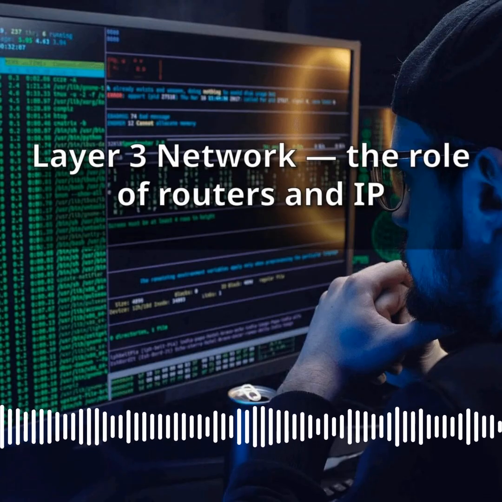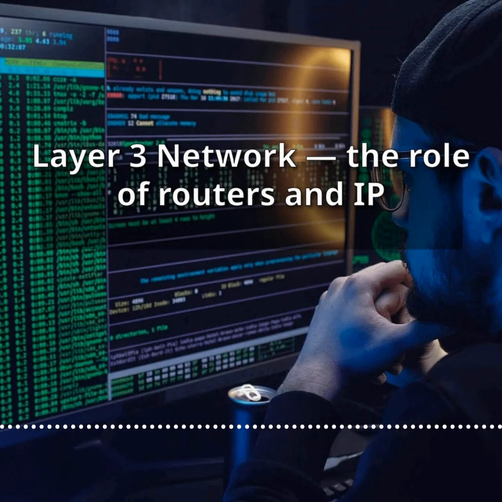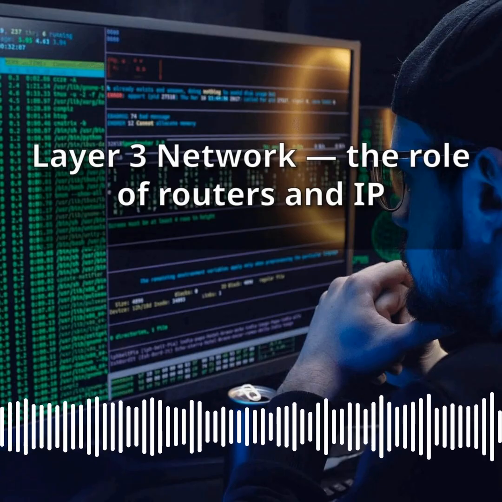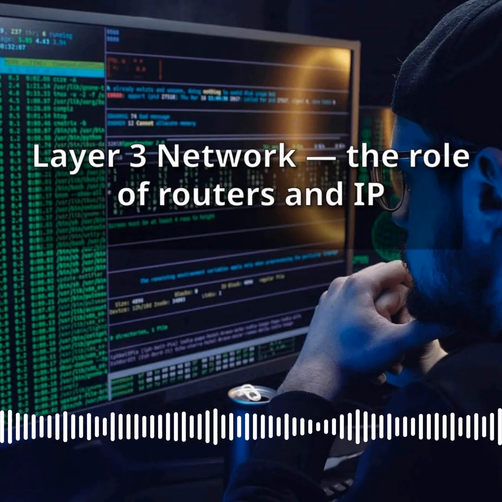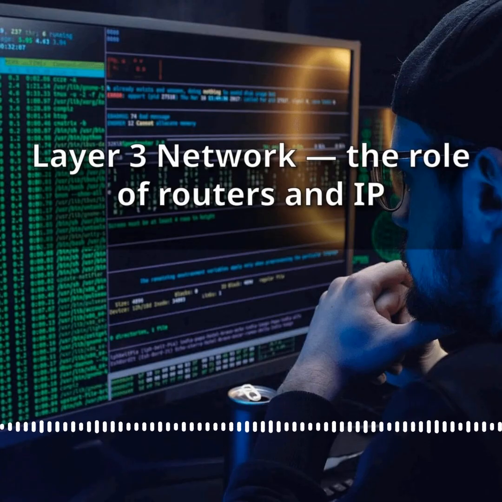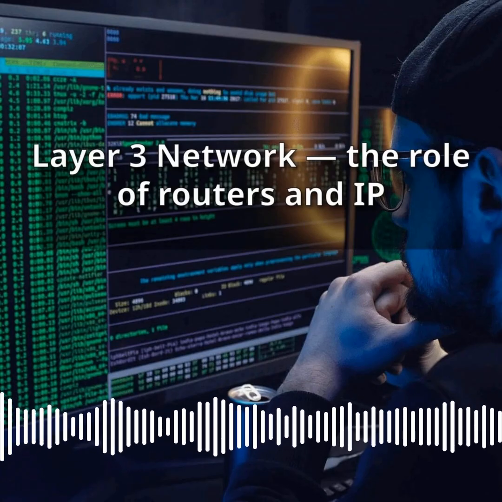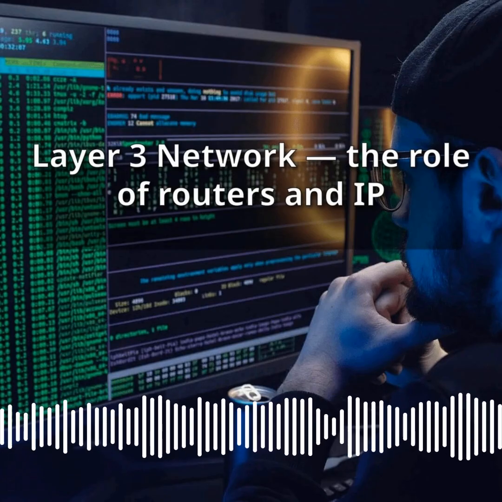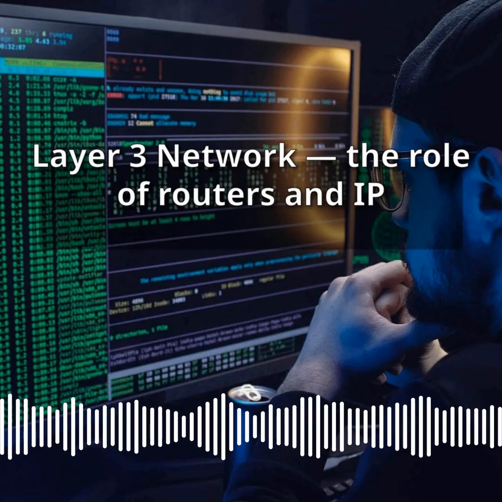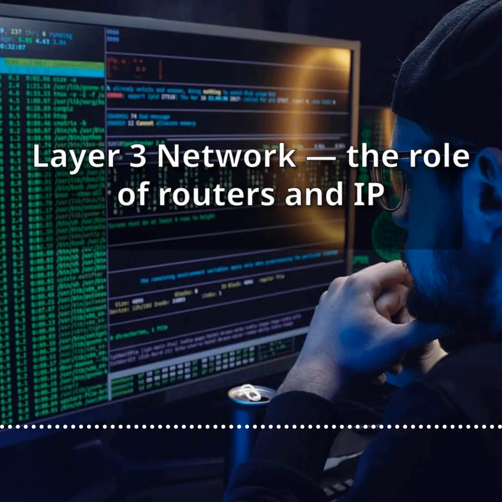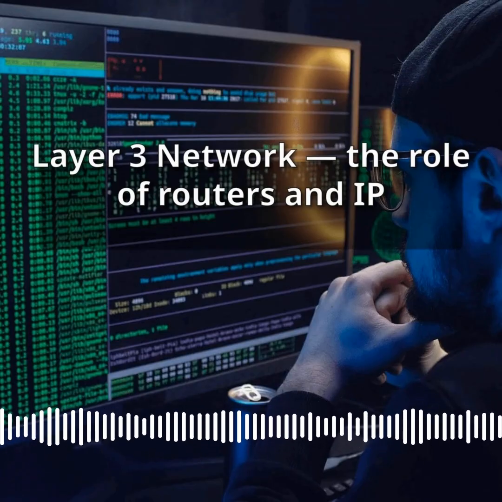Encapsulation at Layer 3 in the OSI stack. As you learned with Layer 2, encapsulation is the process by which each layer adds its own header, and sometimes trailer, to the data passed down from the layer above. At Layer 3, the transport layer data, a TCP segment or UDP datagram, for example, is received from Layer 4 and encapsulated into an IP packet by adding an IP header. This IP packet is then passed down to Layer 2, which encapsulates it into an Ethernet frame by adding a MAC header and trailer. Finally, Layer 1 transmits the resulting bits over the physical medium.